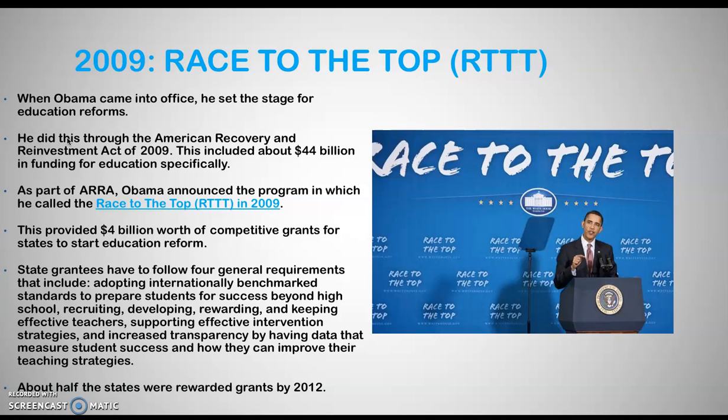State grantees have to follow four general requirements that include adopting internationally benchmarked standards to prepare students for success beyond high school, recruiting, developing, rewarding, and keeping effective teachers, supporting effective intervention strategies, and increasing transparency by having data that measures student success and how they can improve their teaching strategies. About half the states were awarded grants by 2012.